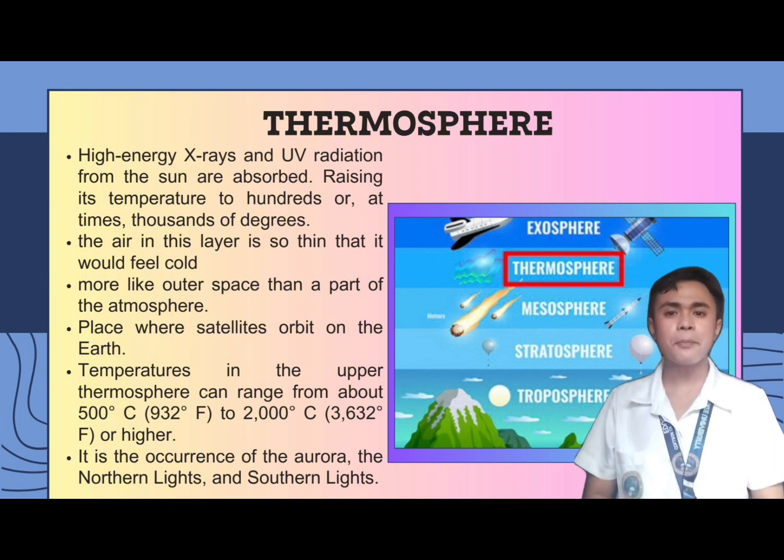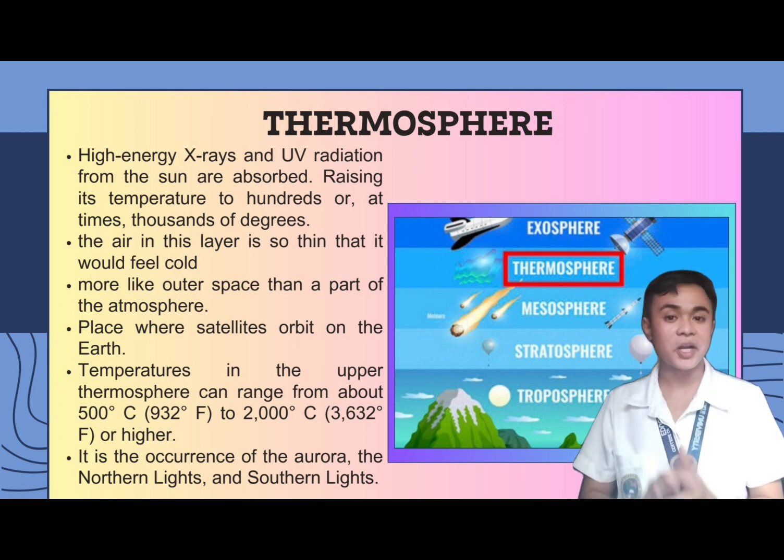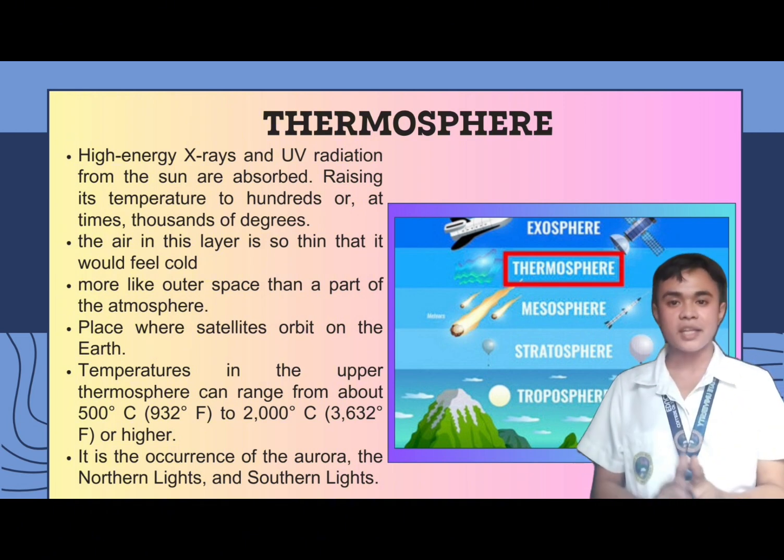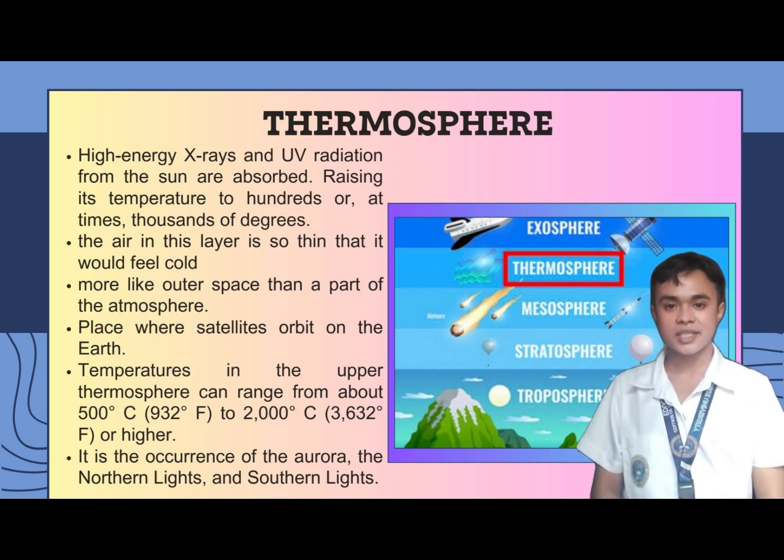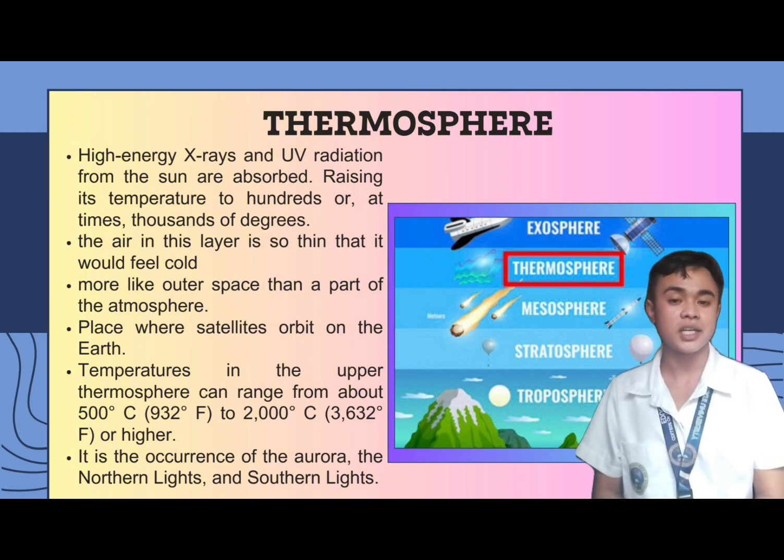In fact, the approximate boundary between our atmosphere and outer space, known as the Kármán line, is in the thermosphere at an altitude of about 100 kilometers. Also, many satellites orbit Earth within the thermosphere due to its relatively low air resistance at that altitude. The top of the thermosphere, called the thermopause, can vary in height depending on solar activity, ranging from 500 to 1,000 kilometers above the Earth's surface.